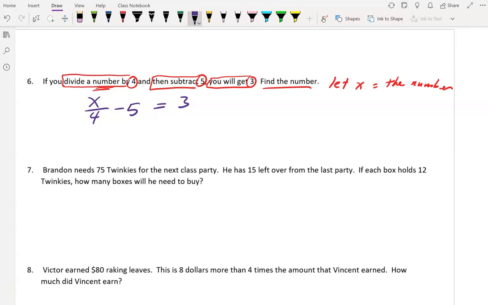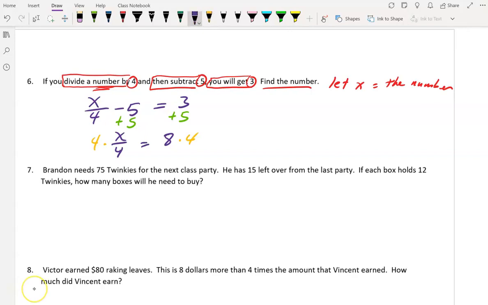Now we can solve this equation by undoing the operations that we see. The first thing we will undo is the subtraction of 5, so we will add 5 to both sides. And when we do that, we get x divided by 4 equals 8. Now we have to undo the division by multiplying both sides by 4. Because it was being divided, we have to do the opposite of that.